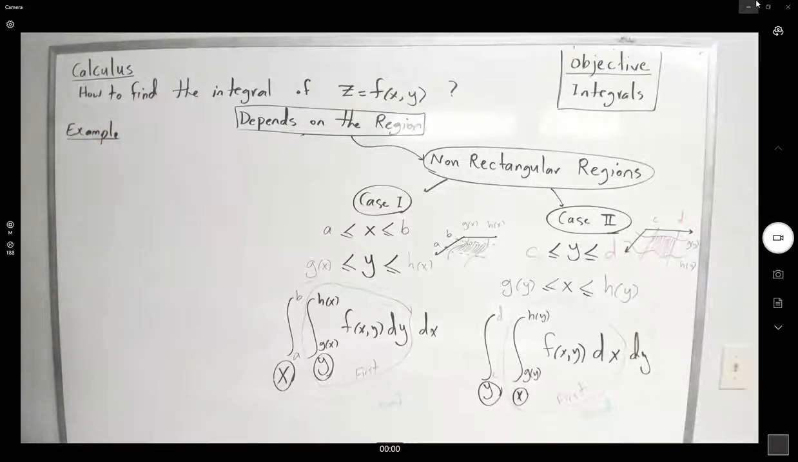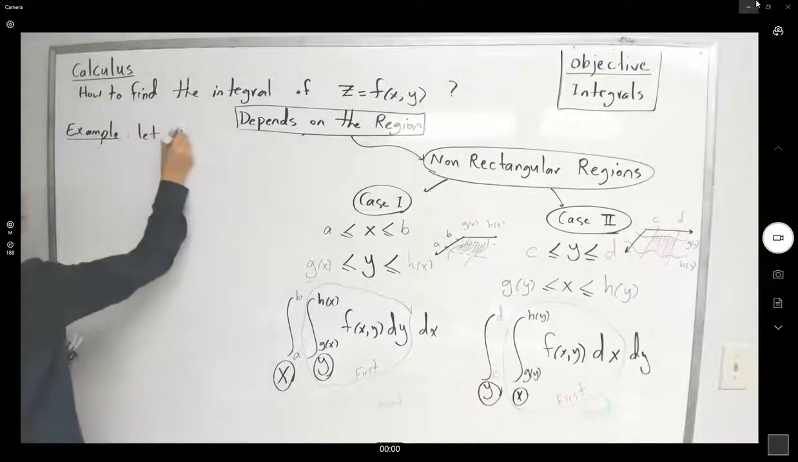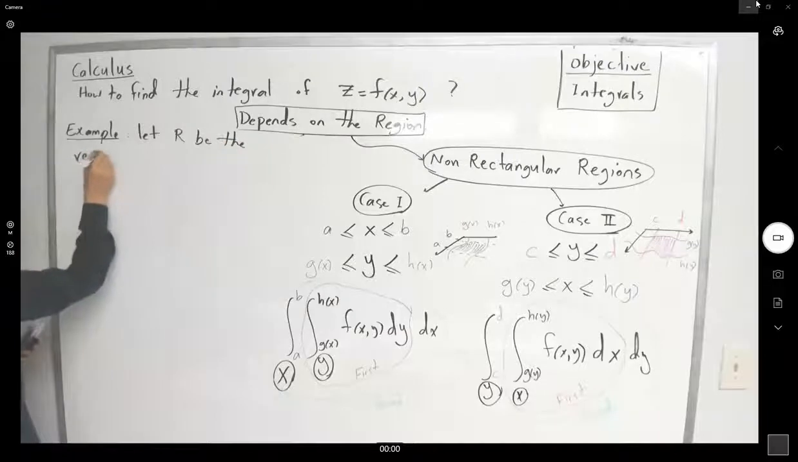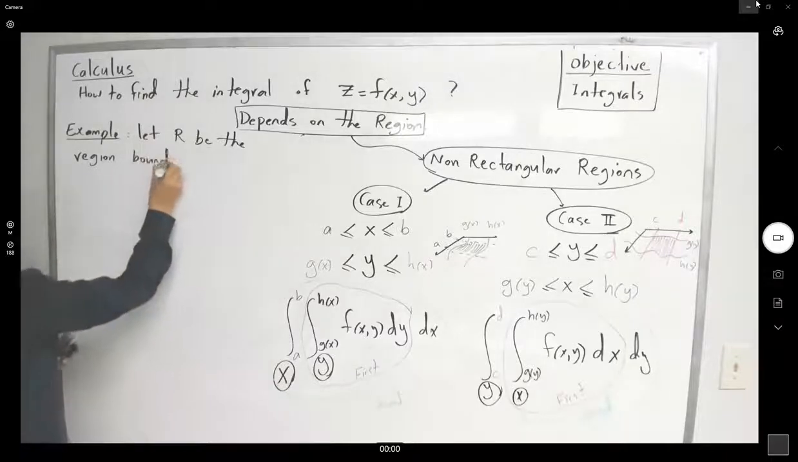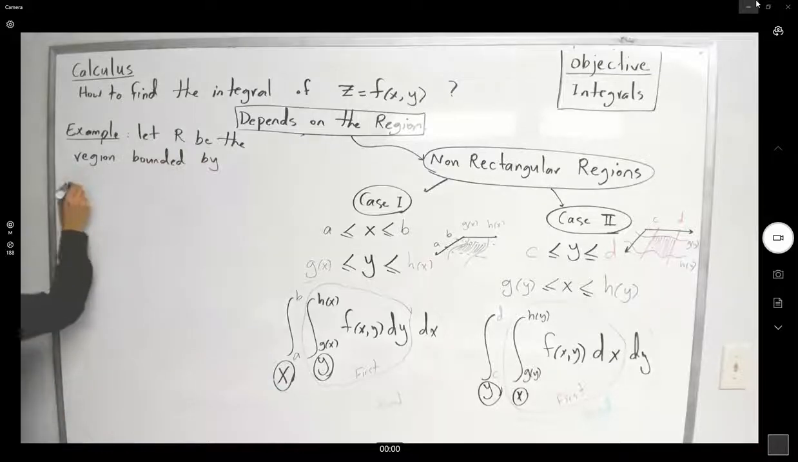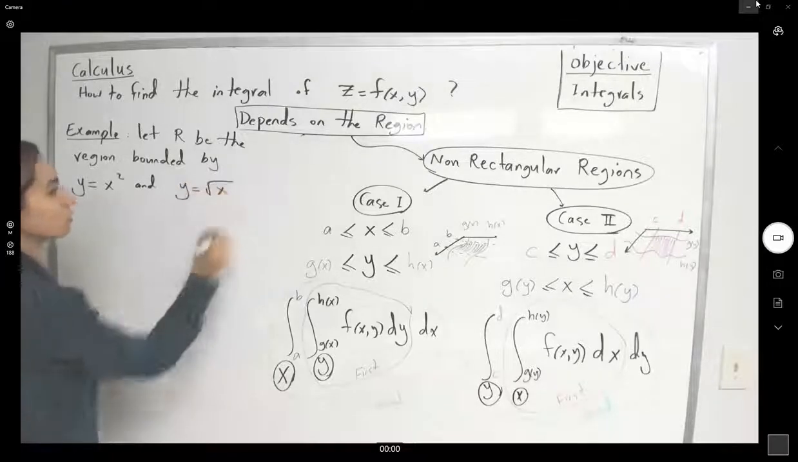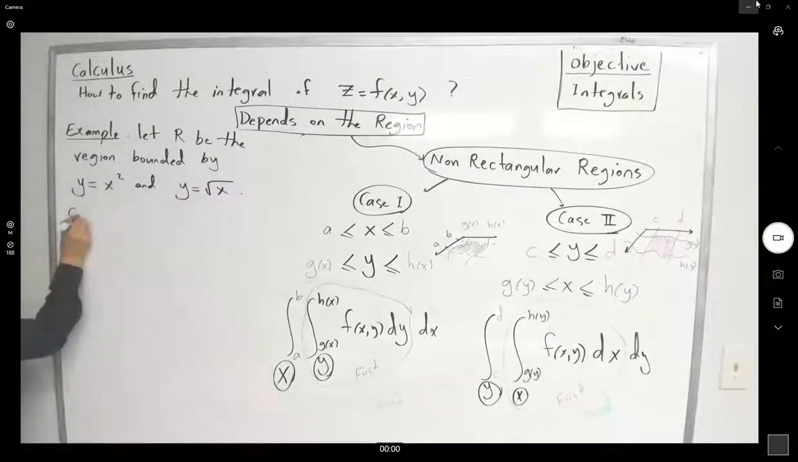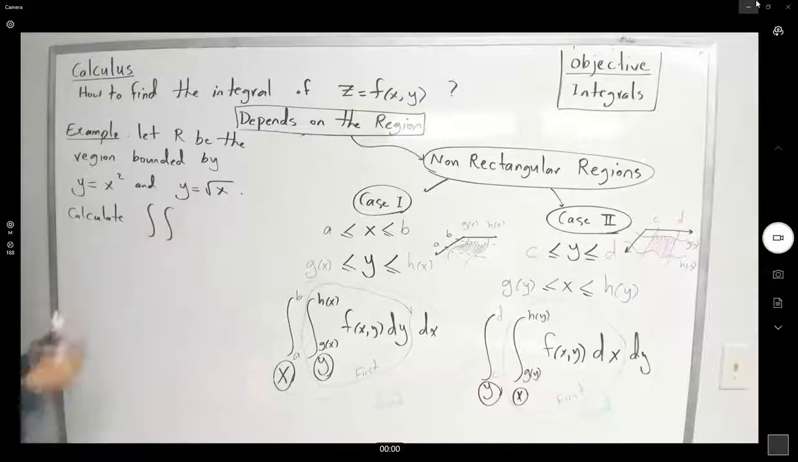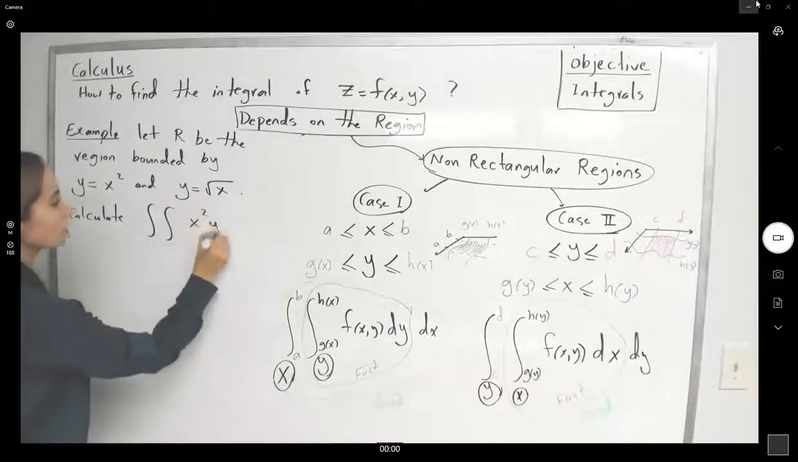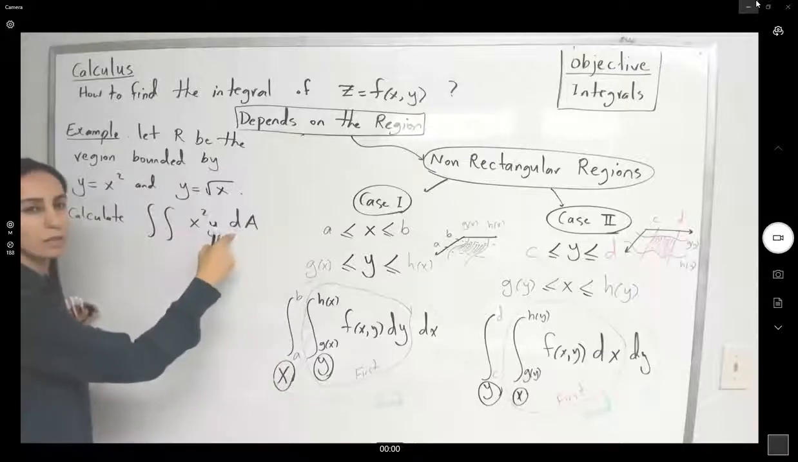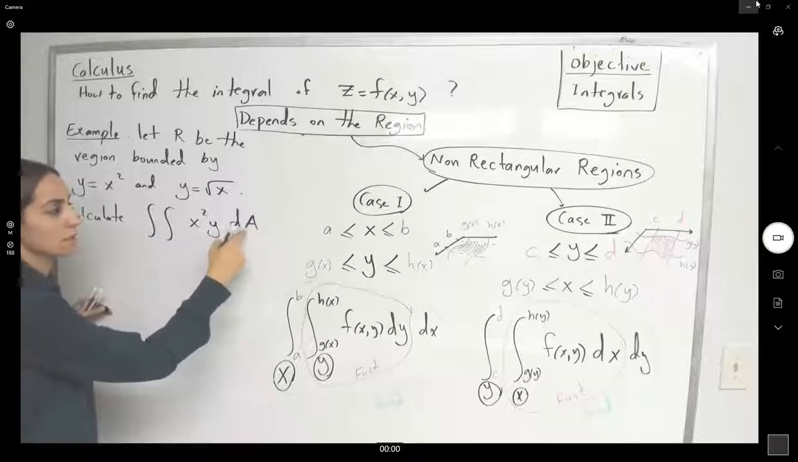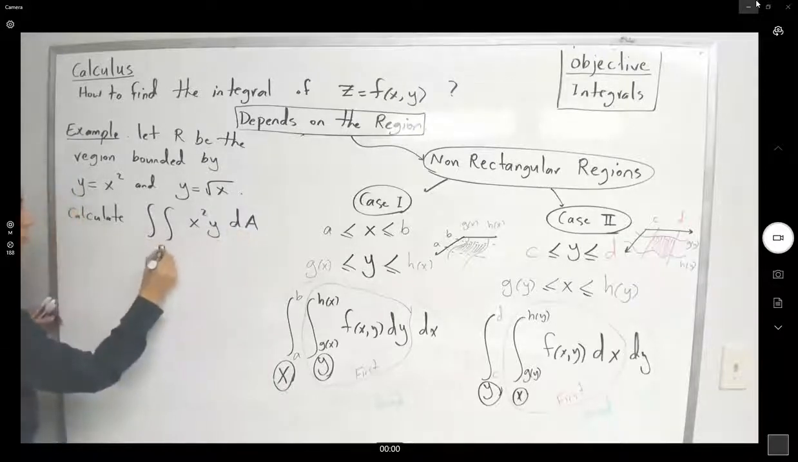It says, let R be the region bounded by y equals x squared and another function y equals square root of x, and calculate the double integral of x squared times y dA. dA means it doesn't mention whether you are taking the integral with respect to x or with respect to y. This is the area element over region R.